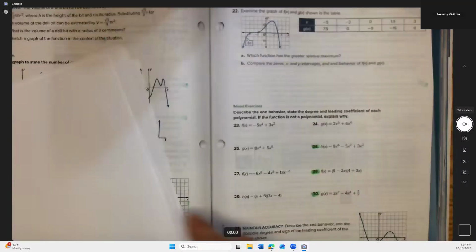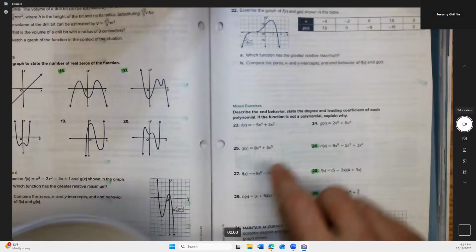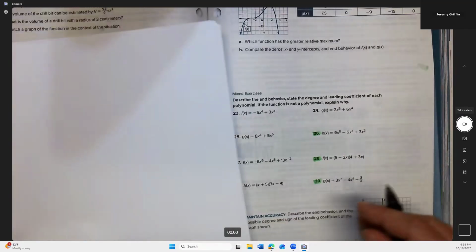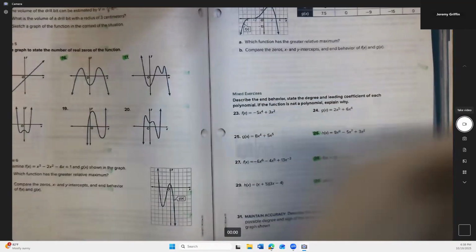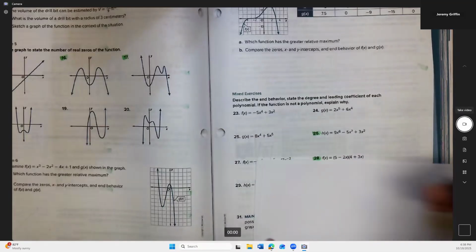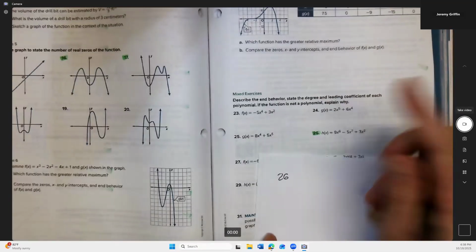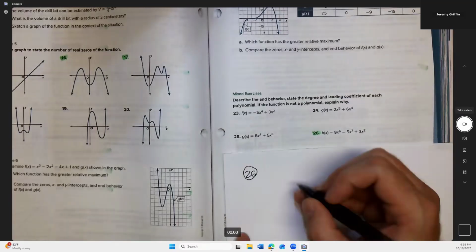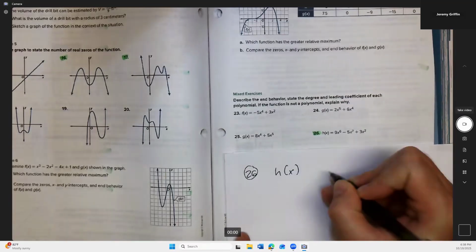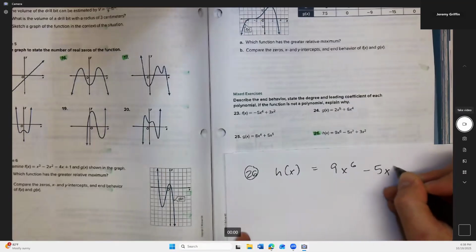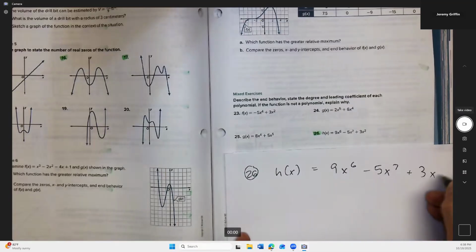What have we got next? These right here. Oh, describe the end behavior, state the degree and leading coefficient. And if the function is not a polynomial, we'll explain why. So maybe one I picked out is possibly not a polynomial. So h of x equals 9x to the 6 minus 5x to the 7 plus 3x squared.